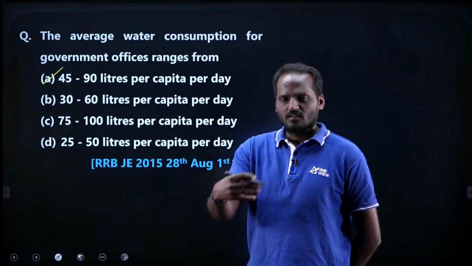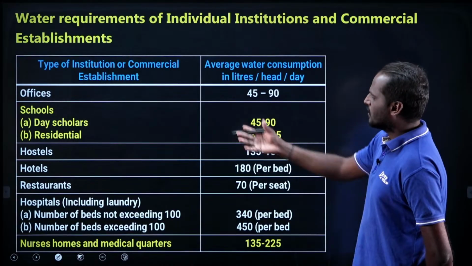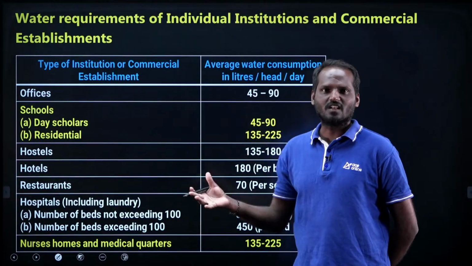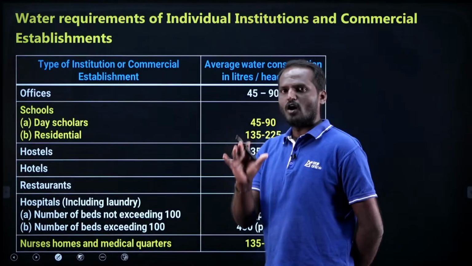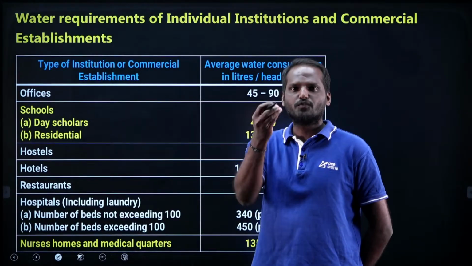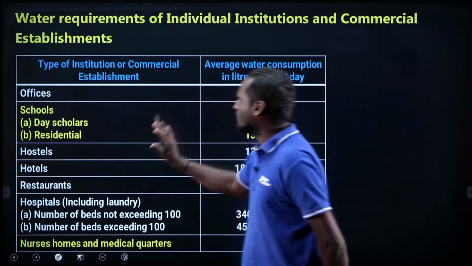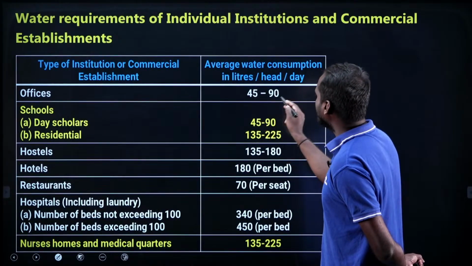Okay, next look at this. We have a little discussion about commercial and institutional demand. If you look at this table, you may be worried about the lots of data given in it, but don't worry, let me help you remember this table. At least a few contents in this table can be easily remembered. You remember only for offices, which is 45 to 90.